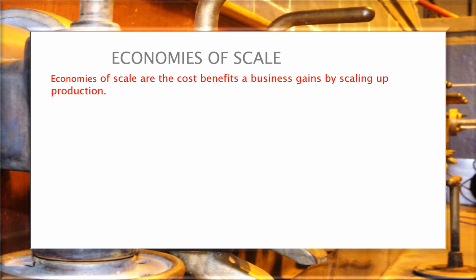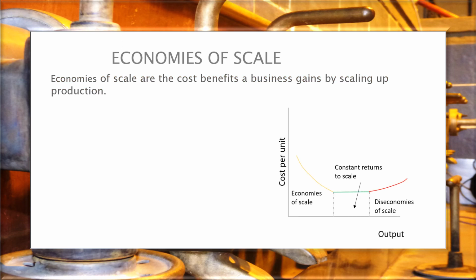Economies of scale are cost advantages that are gained by companies when production becomes efficient. Now, let us look at this on a graph. That is an economies of scale graph, and it is trying to illustrate cost per unit and how that changes as we increase output.